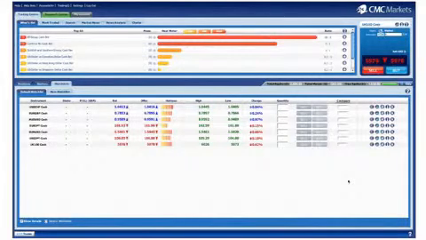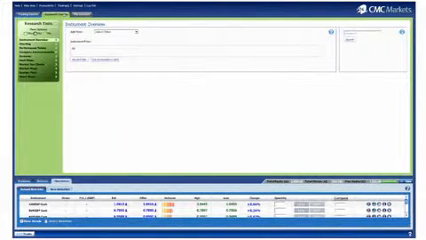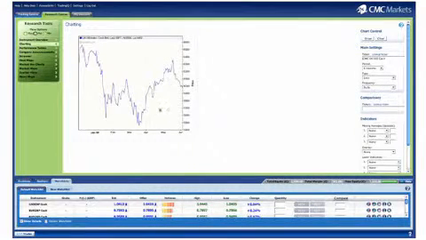To select a chart for analysis, click on the Research Centre tab and then on the charting icon here. Then select an instrument that you would like to chart and select the type of chart you want to analyse. We'll start with candlestick charts.